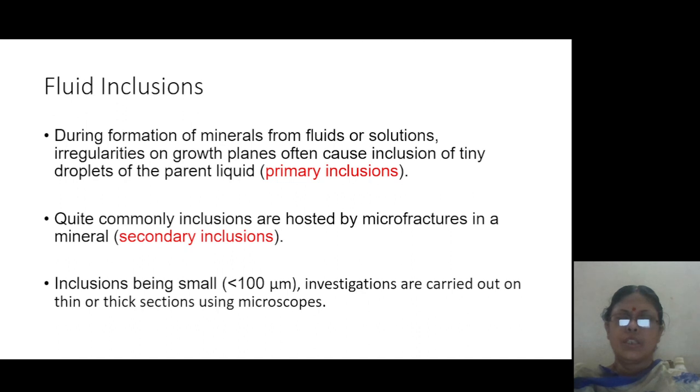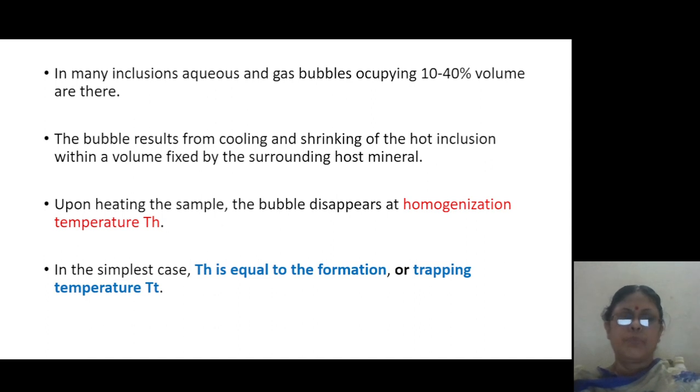We know that fractures are secondary structures, right? After the mineral is already formed, then only fractures can form. So the inclusions which are hosted by microfractures are called secondary inclusions. Inclusions are very small in size, less than 100 micrometers. Investigations are carried out on thin or thick sections using microscopes. Thin sections are studied under a transmitted light microscope, and thick sections are studied under a reflected light microscope.